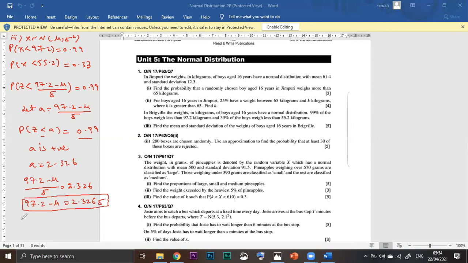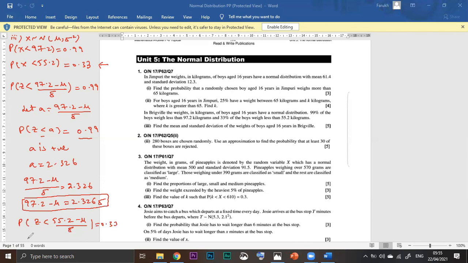The second condition is probability of x less than 55.2 is 0.33. This one is the second equation. Now we will use this one. First of all, we will convert this one into z. Probability of z less than 55.2 minus mu over standard deviation is equal to 0.33.